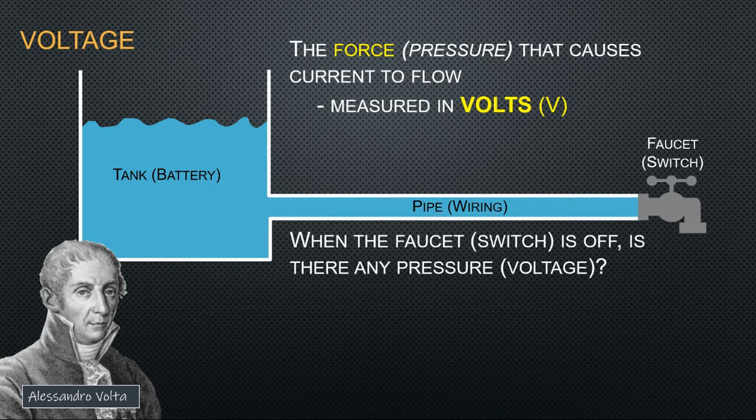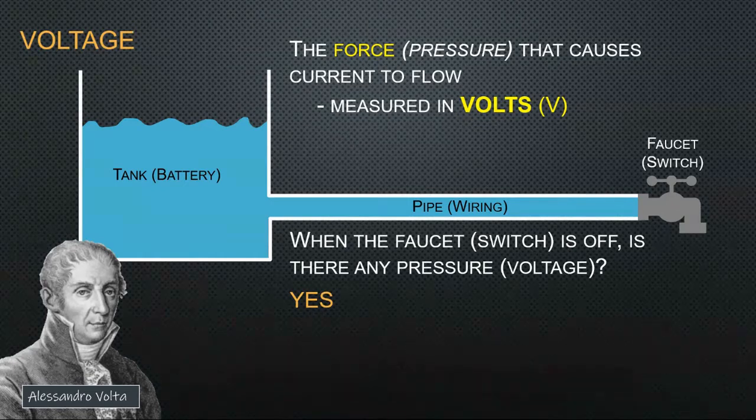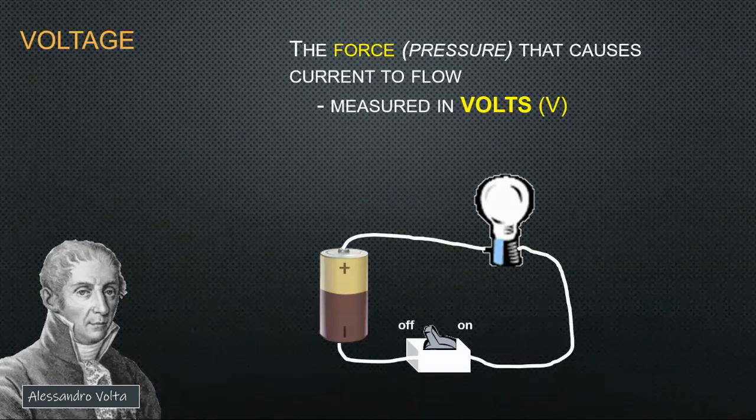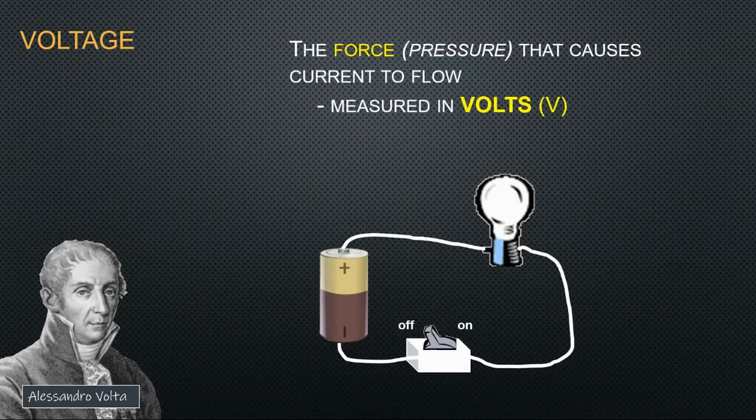When the faucet is off, is there any pressure? Yes, the water is putting pressure on the inside of the tank, the pipe, and the faucet. When the faucet is turned on, is there any pressure? Again, the answer is yes. Whether or not current is flowing, there is still pressure on the tank, pipe, and faucet as long as the tank or battery is connected. In an electrical circuit, the battery provides the voltage that will push current through the bulb when the switch is turned on.